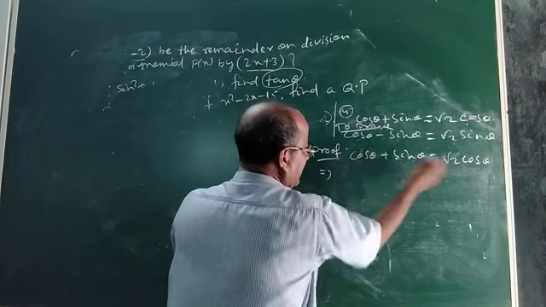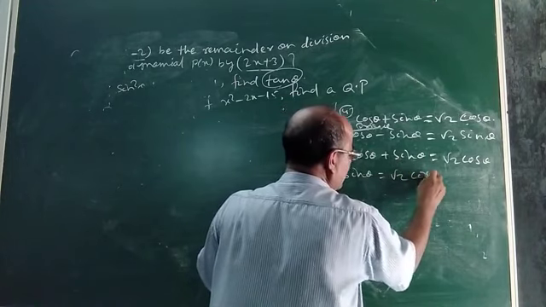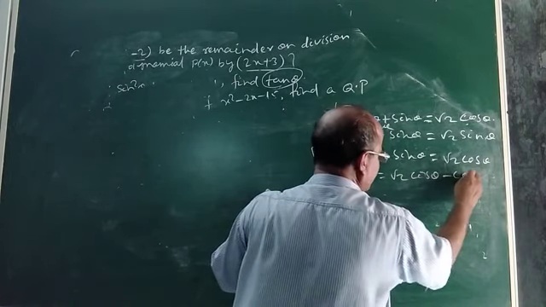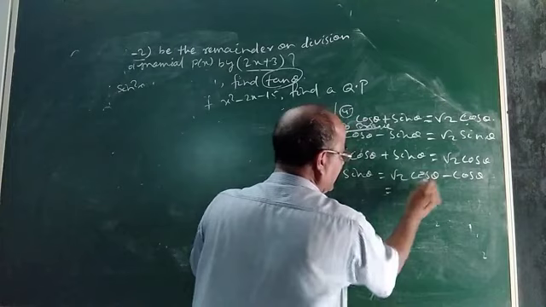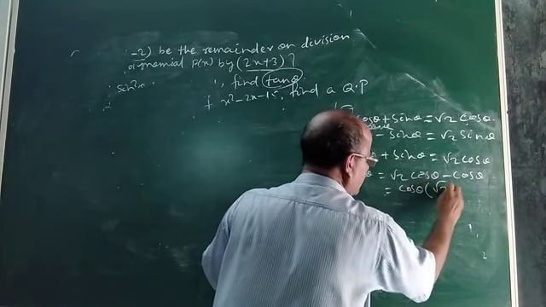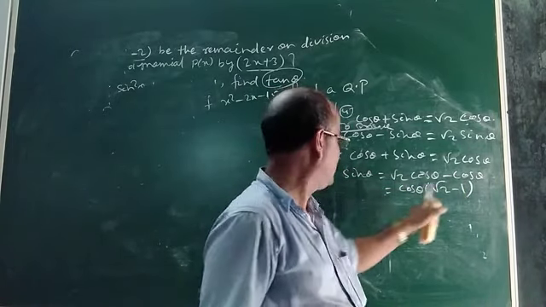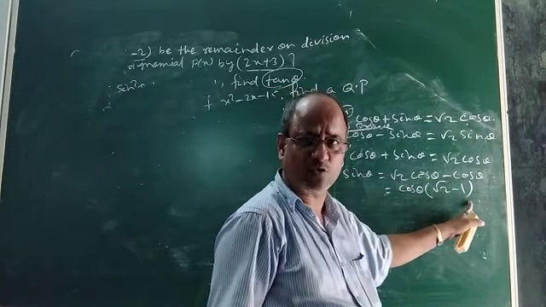See, if I take cos theta to the right hand side, it will be root 2 cos theta minus cos theta. Okay. Now take your common cos theta. If cos theta is taken common on the right hand side, here it will be root 2 and here it will be minus 1. So sin theta is cos theta into root 2 minus 1.